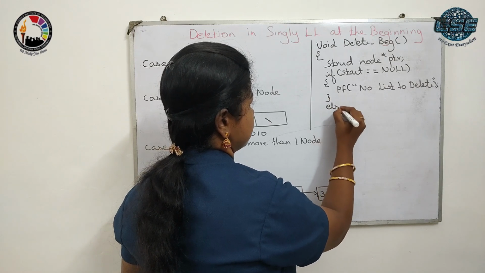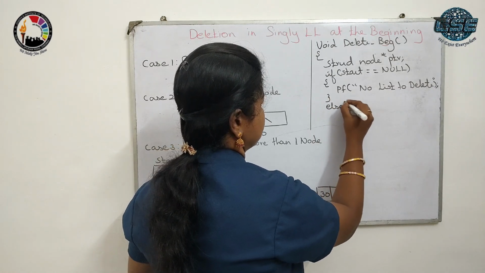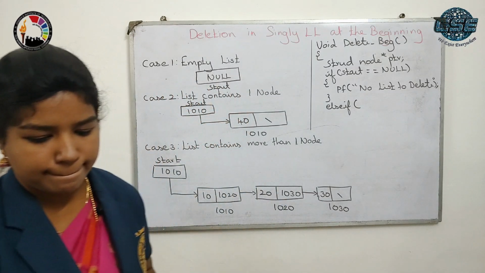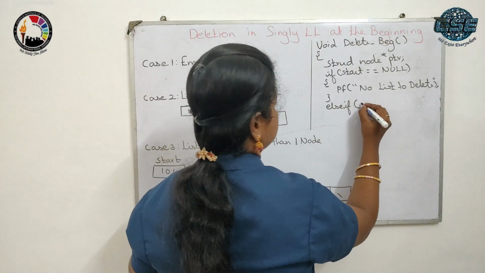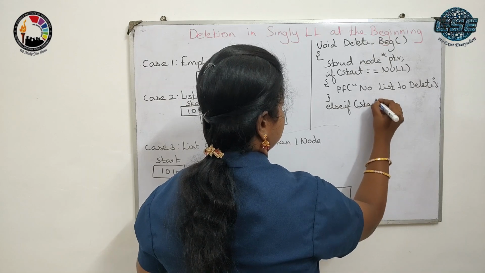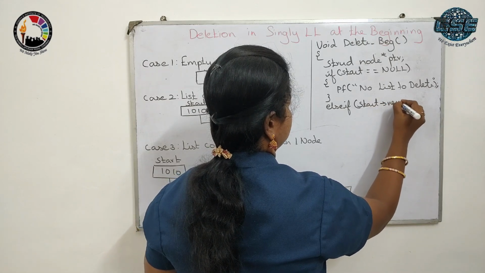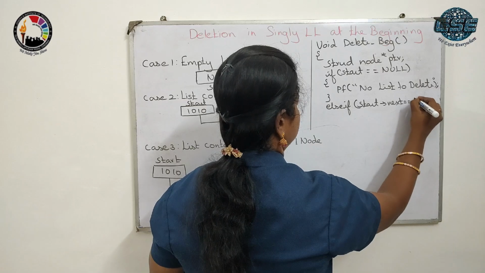The next case is else if start of next is equal to null.